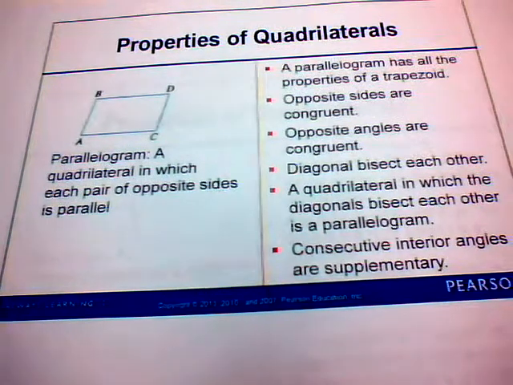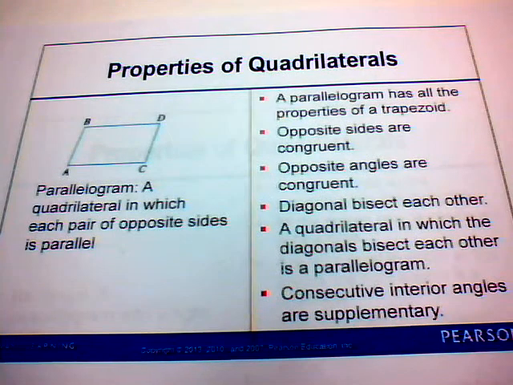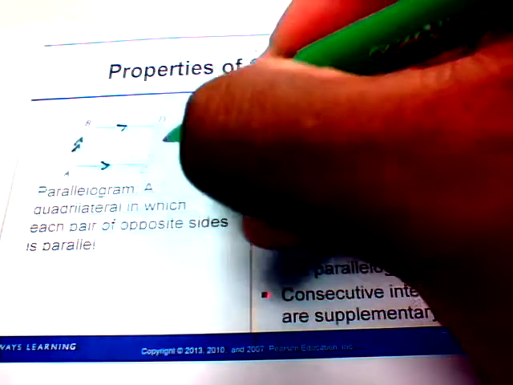Next is a parallelogram, which is a quadrilateral in which each pair of opposite sides is parallel. In other words, here, side AC is parallel to side BD, and side AB is parallel to side CD.